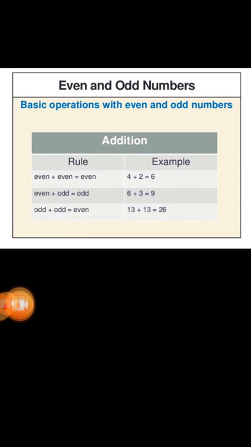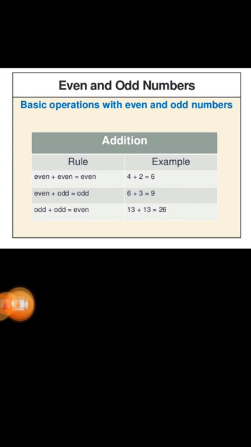Even and odd numbers. Basic operations with even and odd numbers. Addition rule: even plus even. If we add an even number to another even number, we always get an even number. For example, 4 is an even number, plus 2 is also an even number. 4 plus 2 is equal to 6. 6 is also an even number.